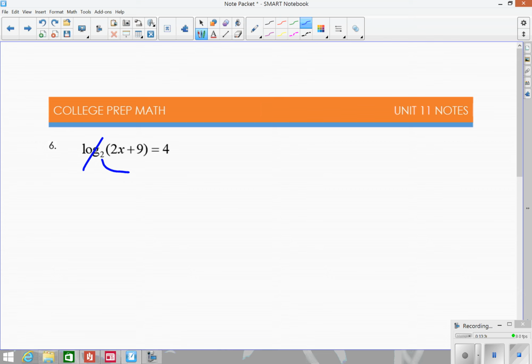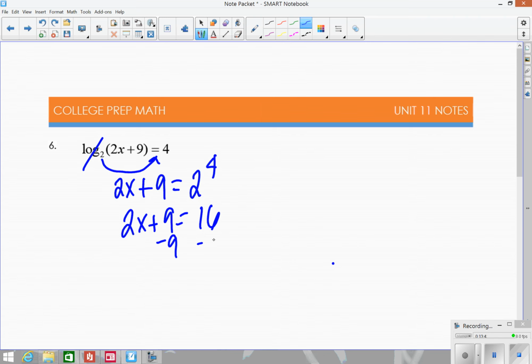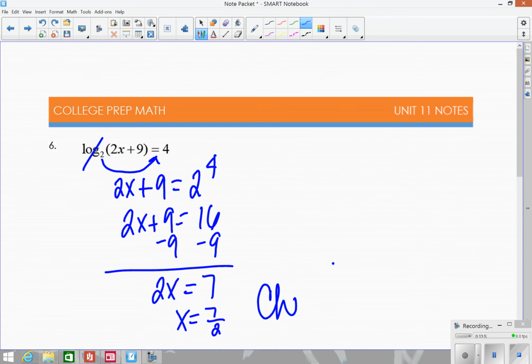So we drop the log, swing the base, so 2x plus 9 equals 2 to the 4th. So we have 2x plus 9 equals 16. Subtract 9. So 2x equals 7. Divide, we get x equals 7 over 2, or 3.5. Make sure you check that. In this case, it does check. It won't create a negative or 0 in the log part.